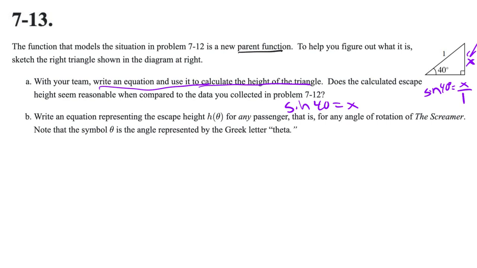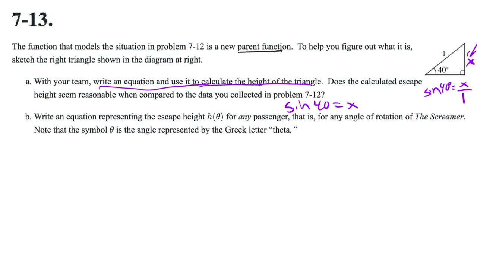And so when you look at that, it says, does the calculated escape height seem reasonable with the data that you collected in 712? They're trying to draw that comparison to what you're finding here with this triangle. And in this case, yes, it does. And so we're going to start to figure out what this new parent function looks like and get some rules around it in part B.